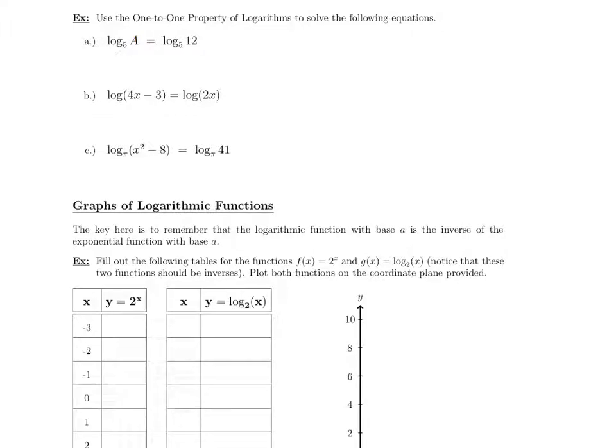So the argument of this side has to equal the argument of that side, because the one-to-one property of logarithms says that if it's log of the same base and they're equal to each other, then their arguments have to be equal to each other. And so we can say that this implies that A equals 12.